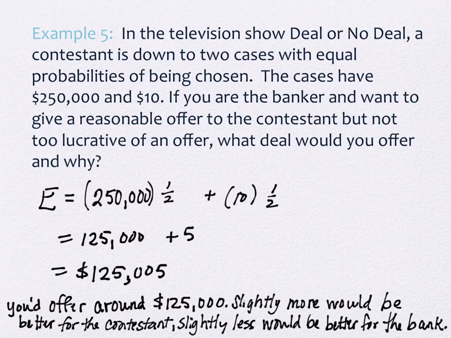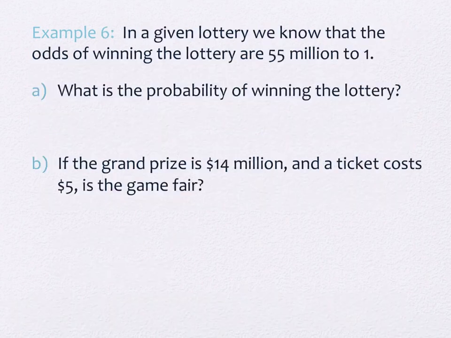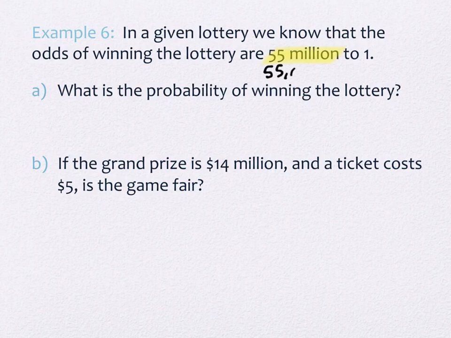Okay, one more type of expected value. We're going to look at a lottery. In a given lottery, we know that the odds of winning the lottery are 55 million to 1. Be really careful when you see words like 55 million. Make sure that you understand that that's 55, with lots of zeros after it, right?